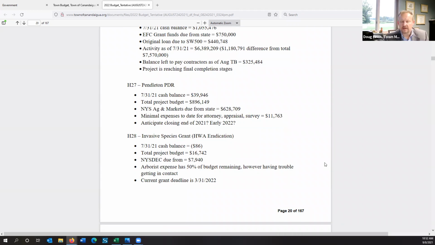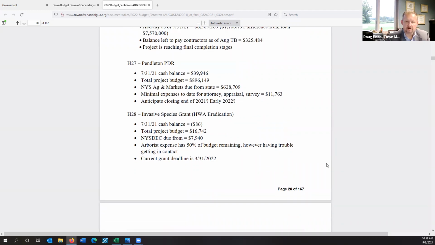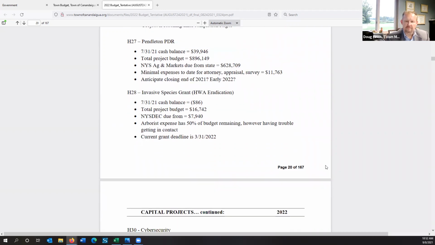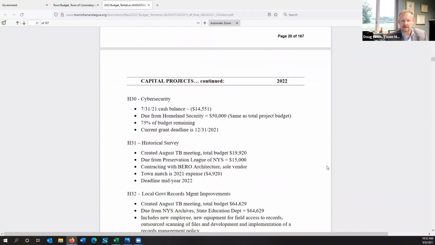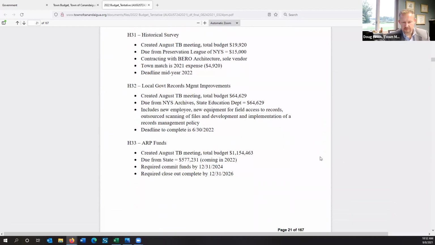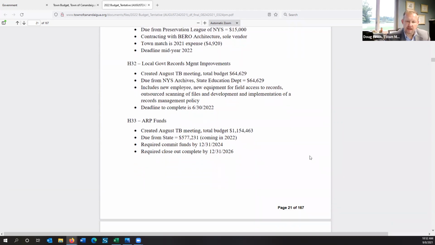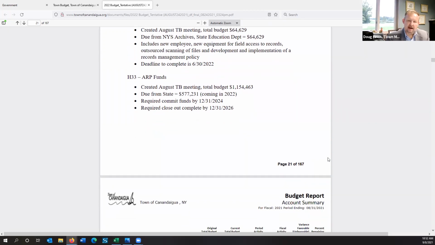Pendleton, this is a farmland protection implementation grant program that we have, where we've received a grant from the state of New York to protect some farmland, an invasive species grant, cybersecurity, historical survey, local government management, records management, retention, improvements, the scanning and digitizing of paper documents. I just touched on that for a quick second, we have about 15 million paper documents that have to be digitized over the next couple of years. And then our ARPA funds is our most recent capital improvement project that we just created here. More information will be coming out soon on that.